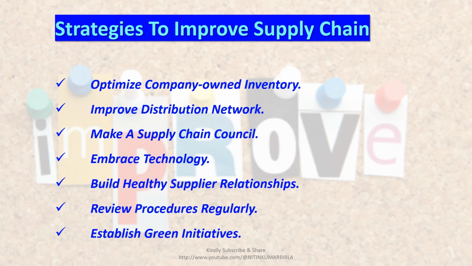Improve distribution network. So hire the consultant. In 4PL, we hired a logistics consultant. He will say, sir, these are effective distribution networks, let's follow them. Make a supply chain council, SCC. That is what I said, supply chain control center. So make a supply chain council which is highly focused on implementing the supply chain components and monitoring and controlling each component. Embrace the technology. We are going for 5PL and 6PL, correct? Build healthy supplier relationship.